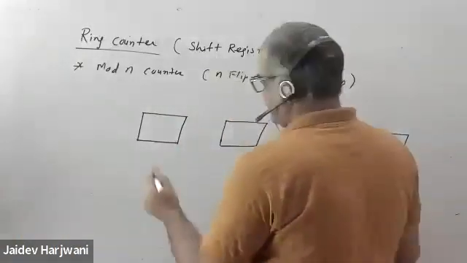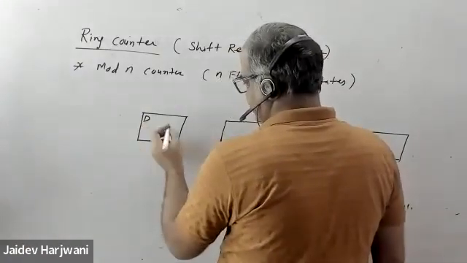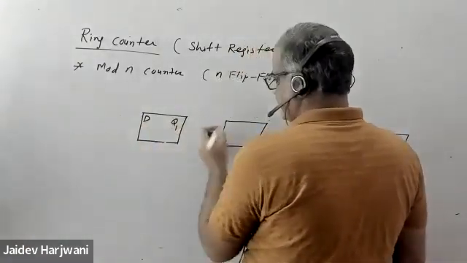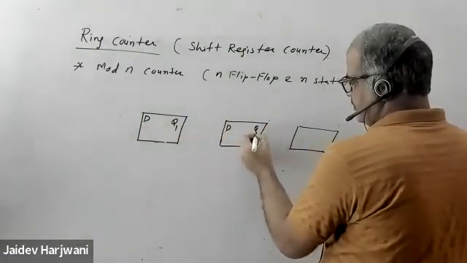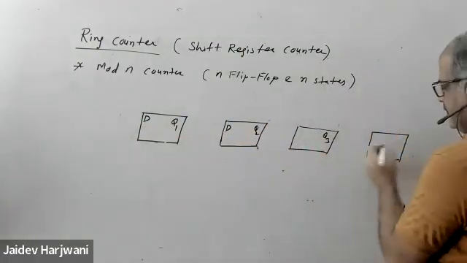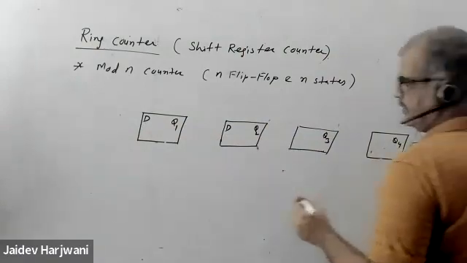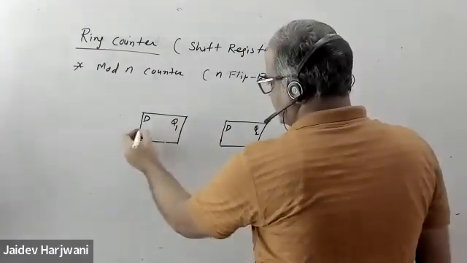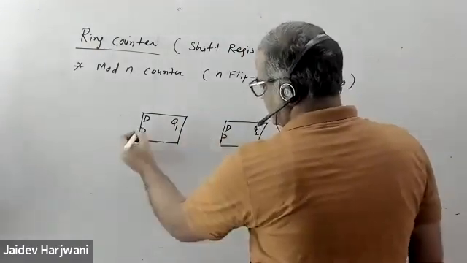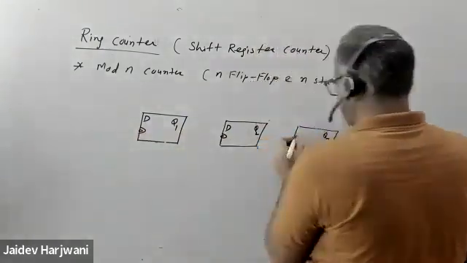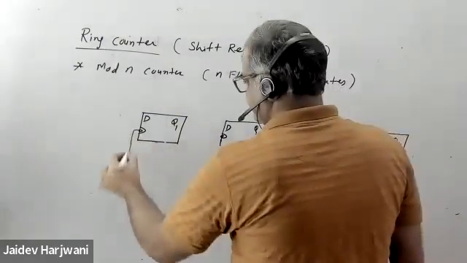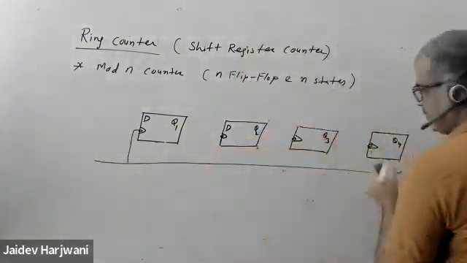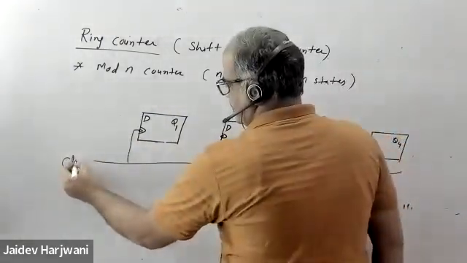Say take it as a D flip flop. So say this is Q1, this is Q2, this is Q3, this is Q4. So they all are synchronous counters. Synchronous counter, so they have the same clock.